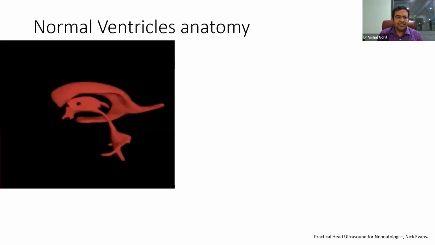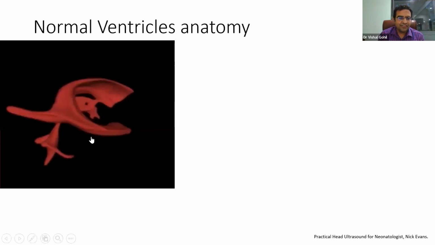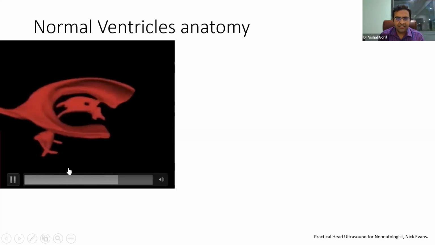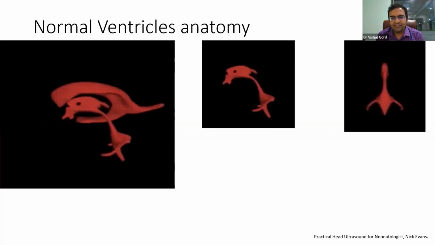So this is your 3D view over here. You can see this is your lateral ventricle, and this is the third and fourth ventricle. If I put the pictures one by one, this is your third ventricle. This is your foramen of Monro, which is connected to the lateral ventricle, and this is your aqueduct, and this is your fourth ventricle. This is the side view of the third and fourth ventricle. And this is your front view, meaning from the face. So this is your third ventricle, this is your aqueduct, and this is your fourth ventricle.